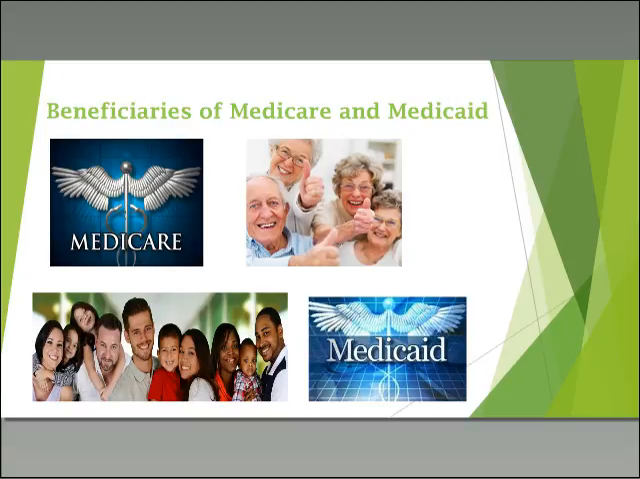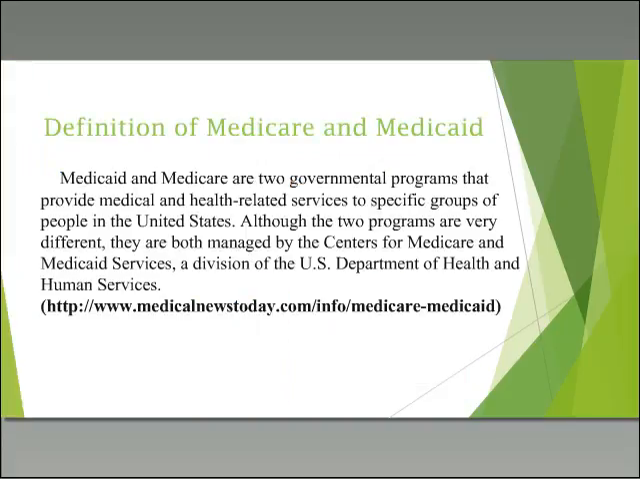Okay, my name is Chad Barnabas. I will be discussing beneficiaries of Medicare and Medicaid. First, to start off, the definition: Medicaid and Medicare are two governmental programs that provide medical and health-related services to specific groups of people in the United States. Although the two programs are very different, they are both managed by the Centers for Medicare and Medicaid Services, a division of the U.S. Department of Health and Human Services.